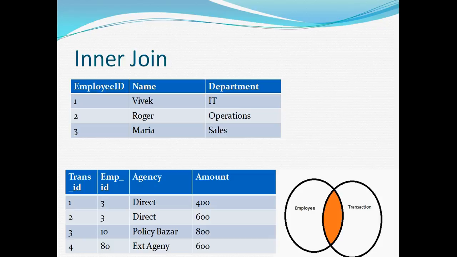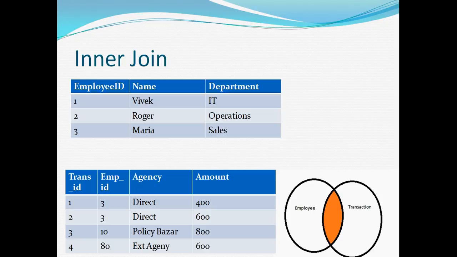So this white area in the employee table in the Venn diagram contains Vivek and Roger, while this shaded area contains Maria. And we see a certain white area in the transaction table as well. It is for the policies that are being sold by the external agencies, websites or external vendors that are not directly on the payroll of the company. They get commissions on the policies that they sell. So here we have Policy Bazaar and an external agency that has sold the policy. It belongs to this white area, while the direct sales by Maria fall in this particular area.